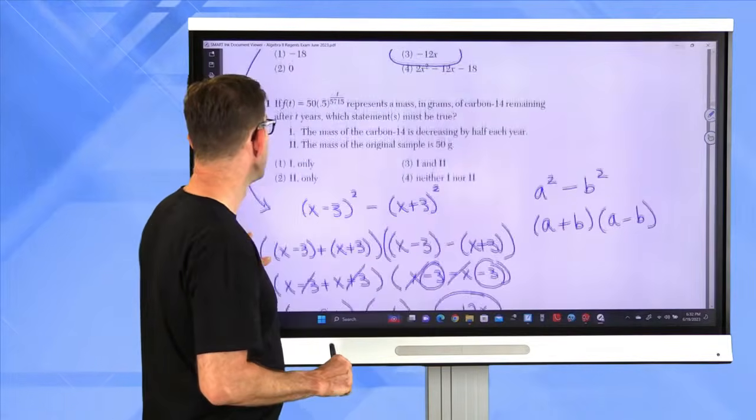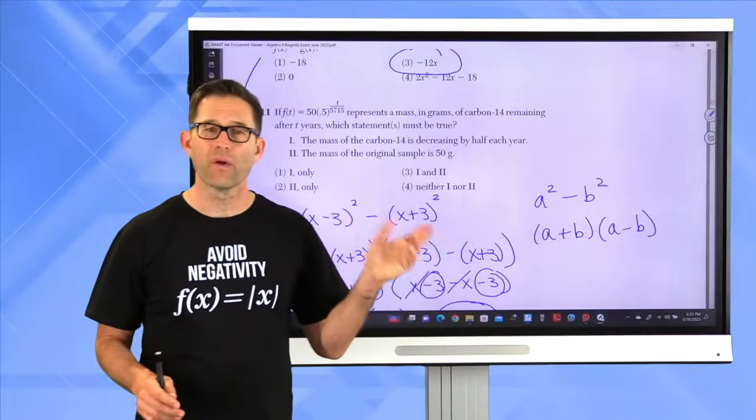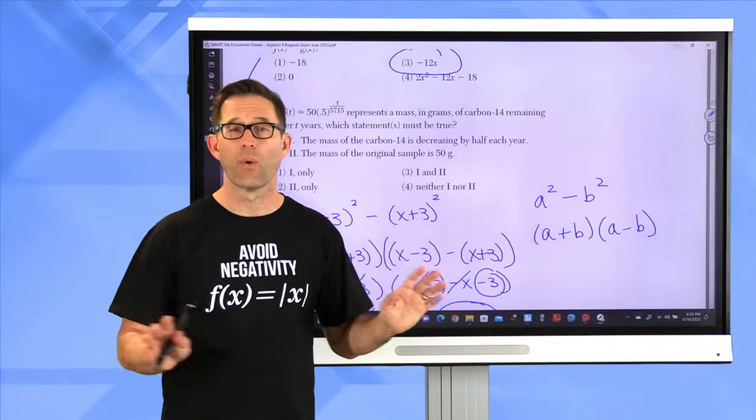Okay, let's go up to number 11. If f of t equals 50 times 0.5 raised to the t divided by 5,715 represents the mass in grams of carbon-14 remaining after t years, which statement must be true? 1, the mass of carbon-14 is decreasing by half each year, and 2, the mass of the original sample is 50 grams. And then it's 1 only, 2 only, 1 and 2, or neither 1 nor 2.